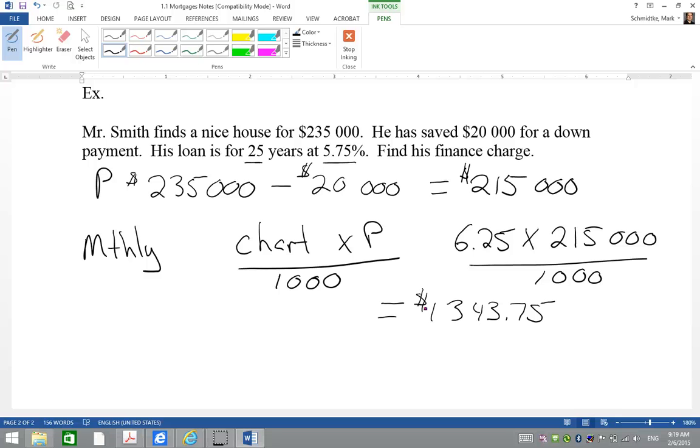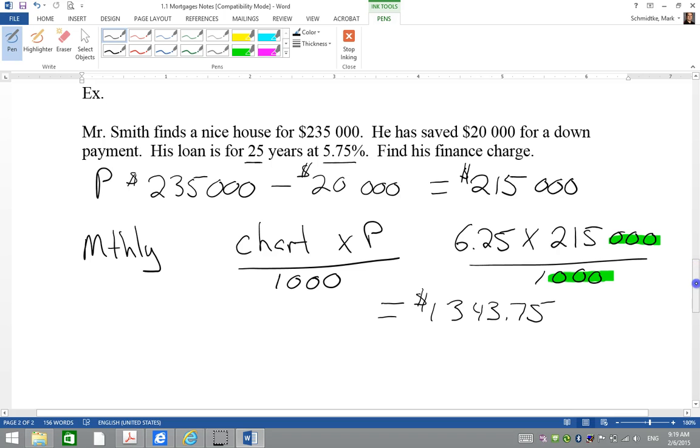Now if you want to take a quick little fast track here, you can see that we've got 3 zeros on the top and we've got 3 zeros on the bottom. If you want, you can realize that those zeros will cancel, in which case I've just got 6.25 times 215. Little quick step to make your life a little bit easier. If you didn't really understand what I was talking about there, you can just simply type in the whole thing: 6.25 times 215,000 divided by 1,000.